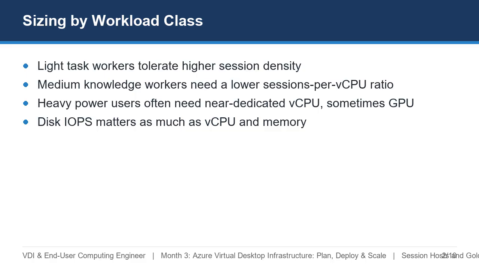There's no single right VM size for AVD. Light task workers doing data entry tolerate high session density on modest hardware. Medium knowledge workers running the full Office suite and video calls need a meaningfully lower sessions per vCPU ratio to stay responsive. Heavy power users, engineers, and designers often need close to dedicated compute per user, and sometimes a GPU-enabled SKU. And don't forget disk IOPS. An undersized disk can bottleneck a host with plenty of spare compute, especially during a profile load or a morning boot storm.